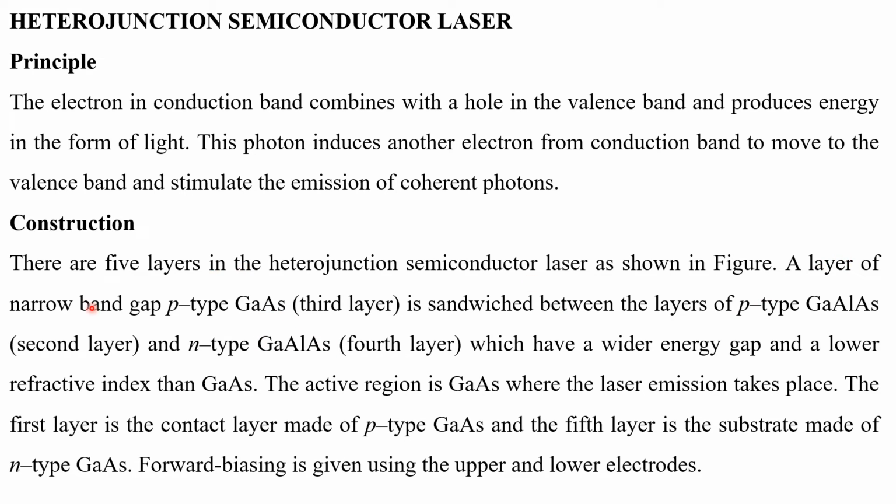Now, a layer of narrow band gap p-type gallium arsenide is sandwiched between a layer of p-type gallium aluminum arsenide, the second layer, and n-type gallium aluminum arsenide, the fourth layer, which has a wider energy gap and lower refractive index than gallium arsenide. The active region is gallium arsenide, the third layer, where the laser emission takes place. The first layer is a contact layer made of p-type gallium arsenide, and the fifth layer is a substrate made of n-type gallium arsenide. Forward biasing is given using the upper and lower electrodes.